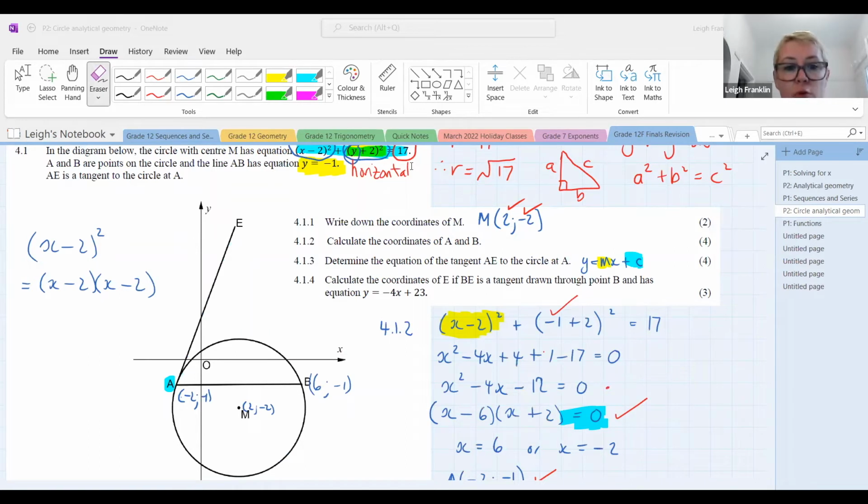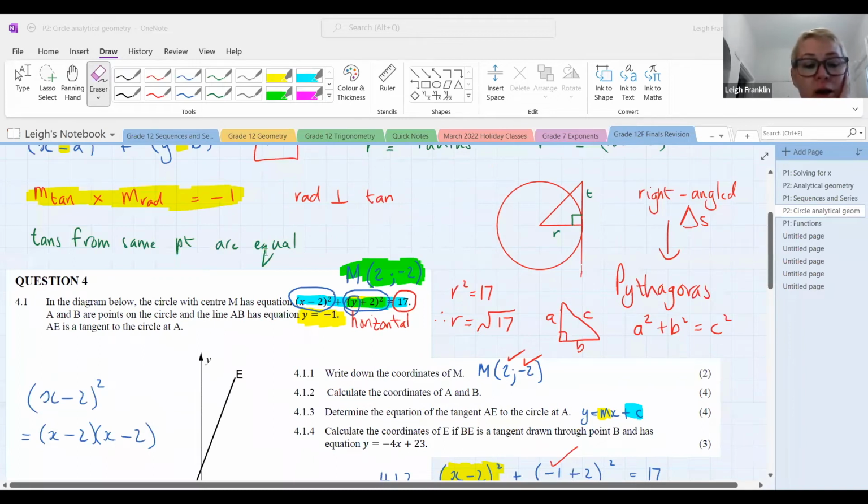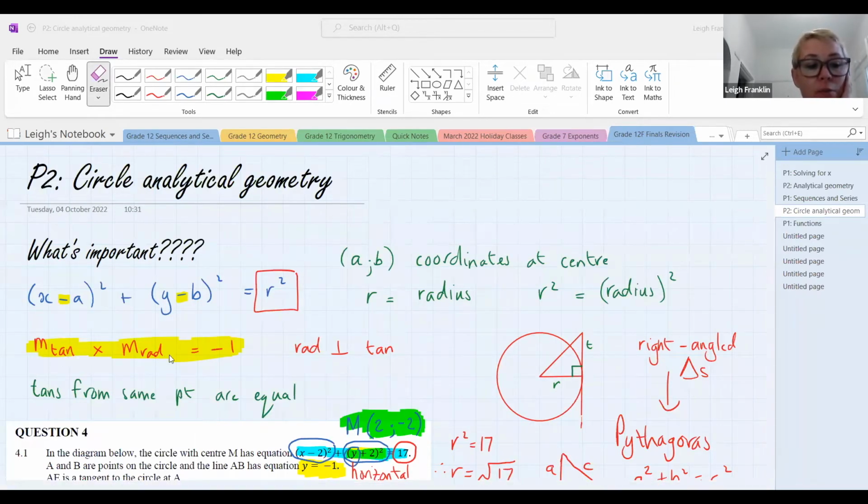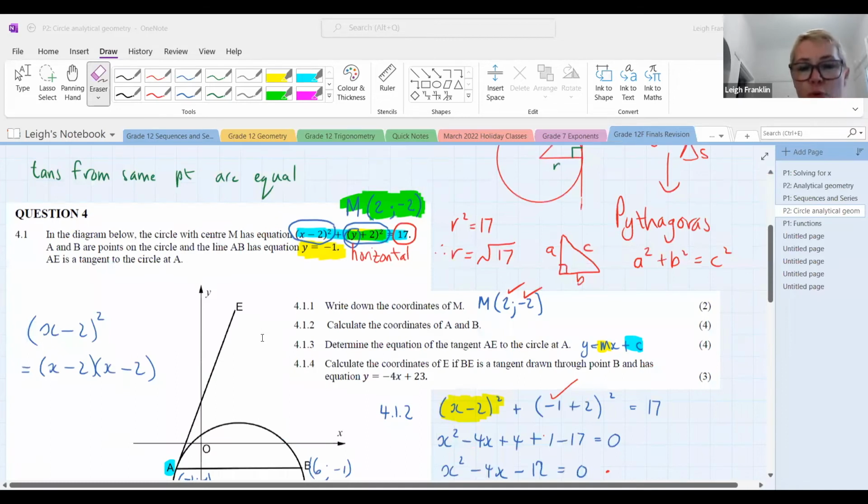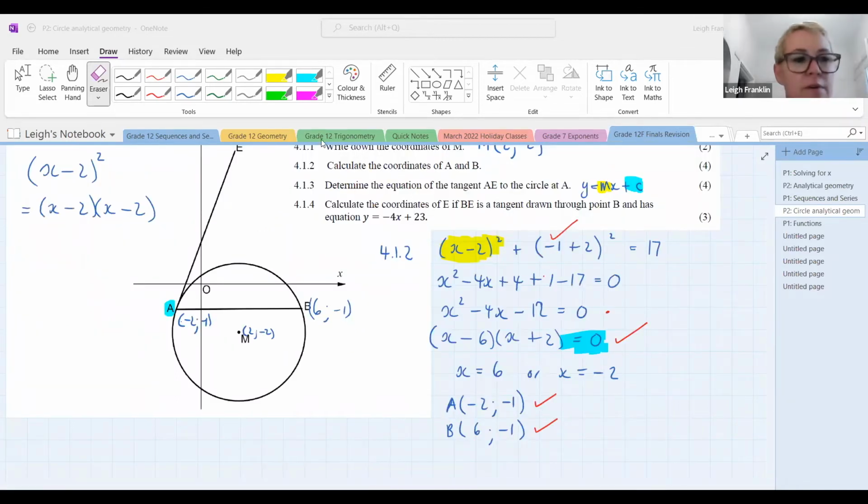So Bonolo, what I'm saying is this. It's the things that we were talking about at the very beginning. When you have two gradients that are multiplied together to give you -1, it means that the two lines are perpendicular to one another, and the radius is always perpendicular to a tangent. So the product of their gradients always equals -1. Very, very important piece of information. The letter M stands for gradient. The gradient of the tangent times the gradient of the radius always gives us -1.